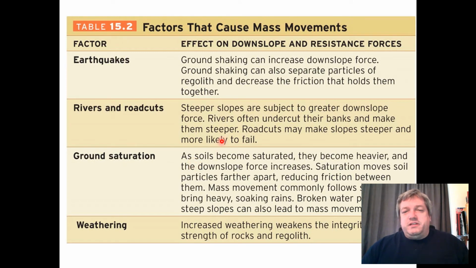So we kind of talked about this. These are for you to read on your own. I'm not going to go through these, but these are just different things that can affect it. So let's talk about ground saturation as an example. If a hill is made of really hard packed clay or dirt, it's pretty stable. But if the rains come in, it's adding water and it turns that dirt into mud and you get mudslides. So something happened to change those forces.